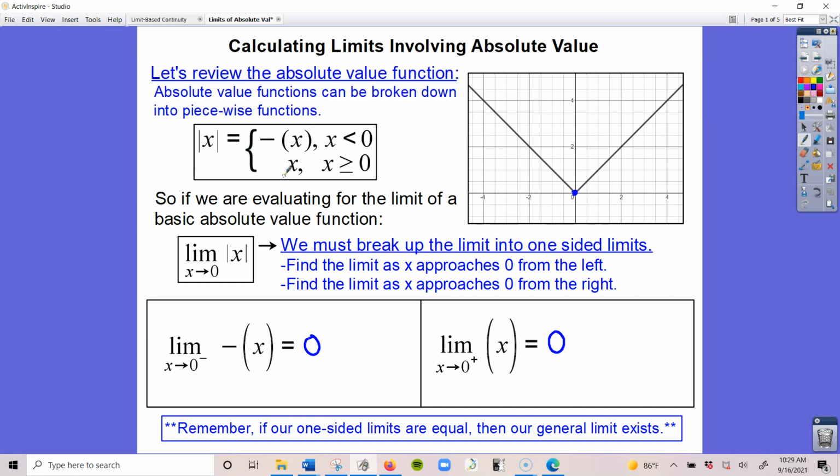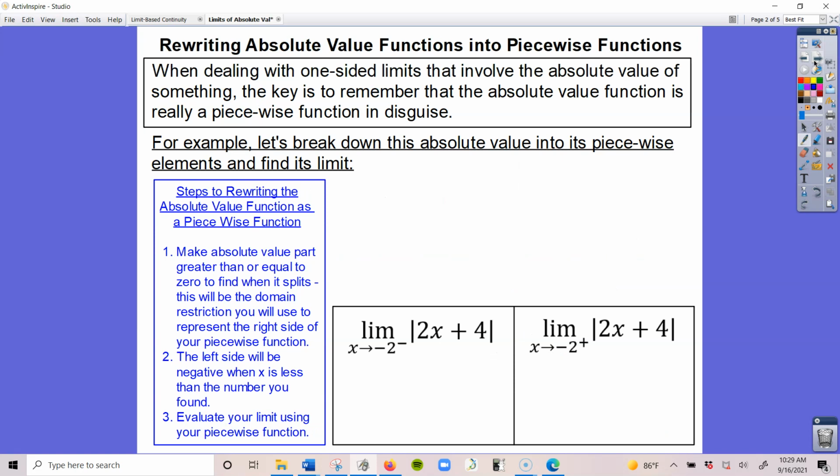Now the reason why we take the absolute value and split it into its pieces is that if I were just to use direct substitution, anything that comes out of the absolute value would end up being positive. But what if it was negative? So we always need to split it. Let's look at how we would accomplish that.